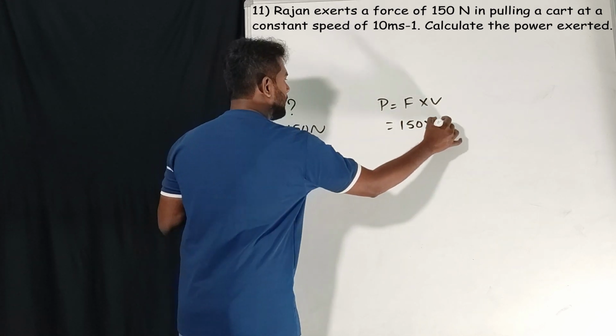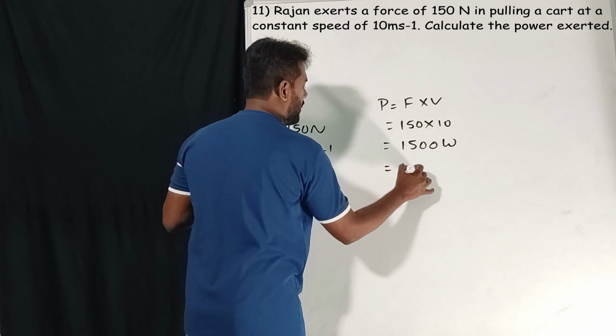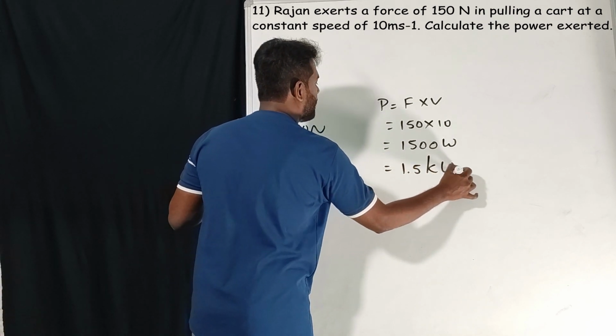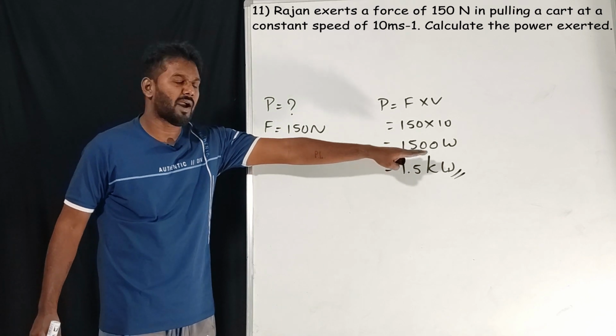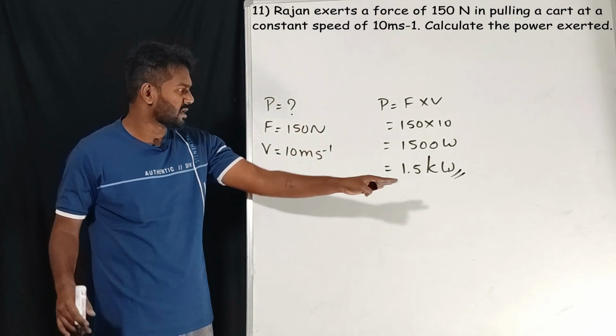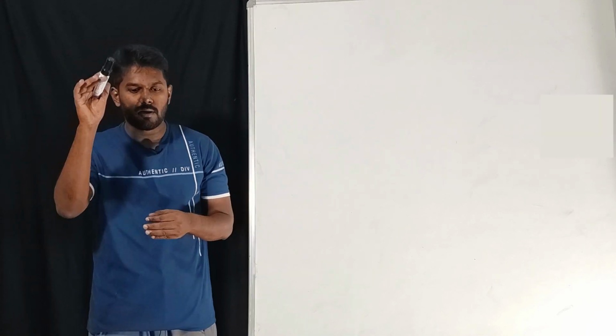V is nothing but 10. 150 into 10, 1500 watt or 1.5 kilowatt. That's it. So here 1500 watt, for this one only you will get full marks. In few textbooks they have given like this. That's it.